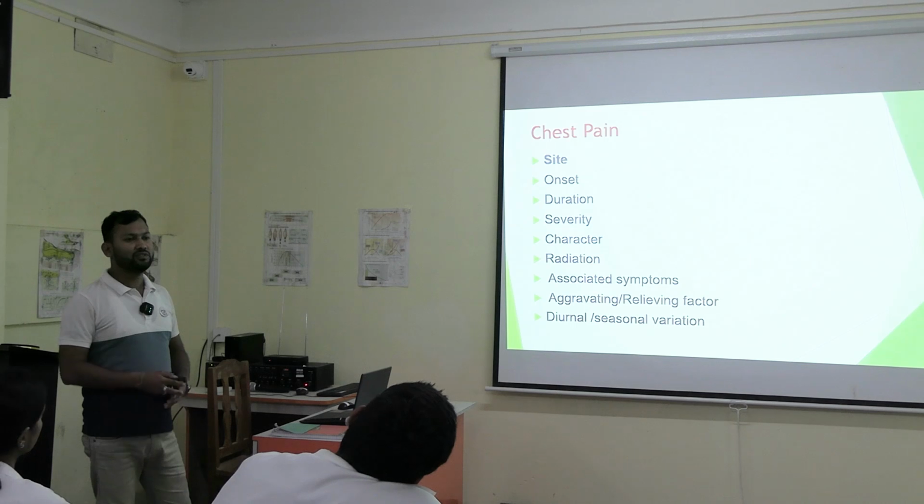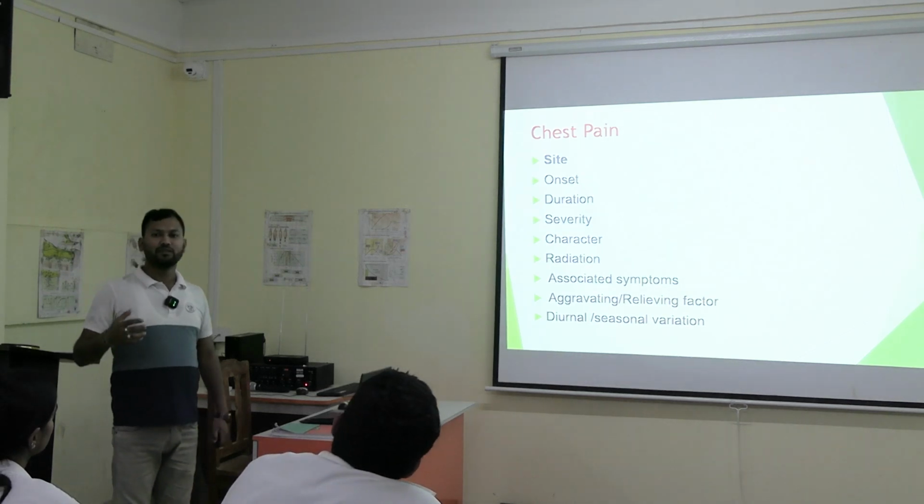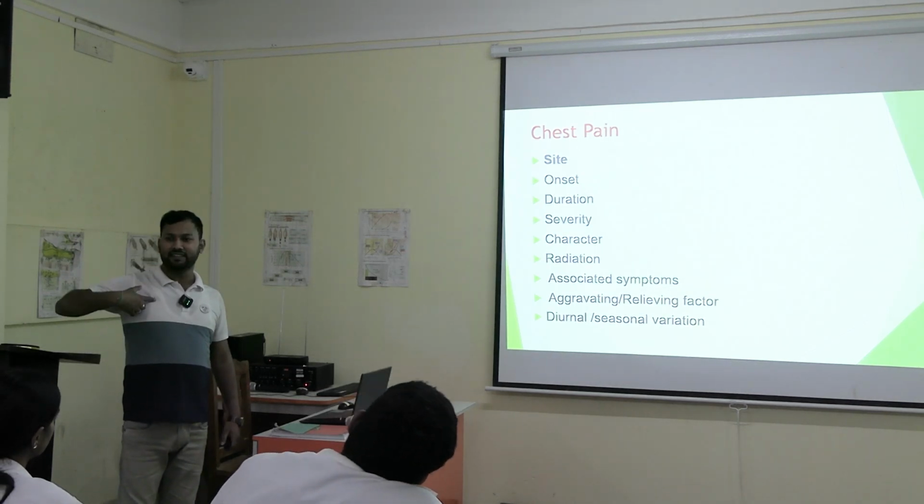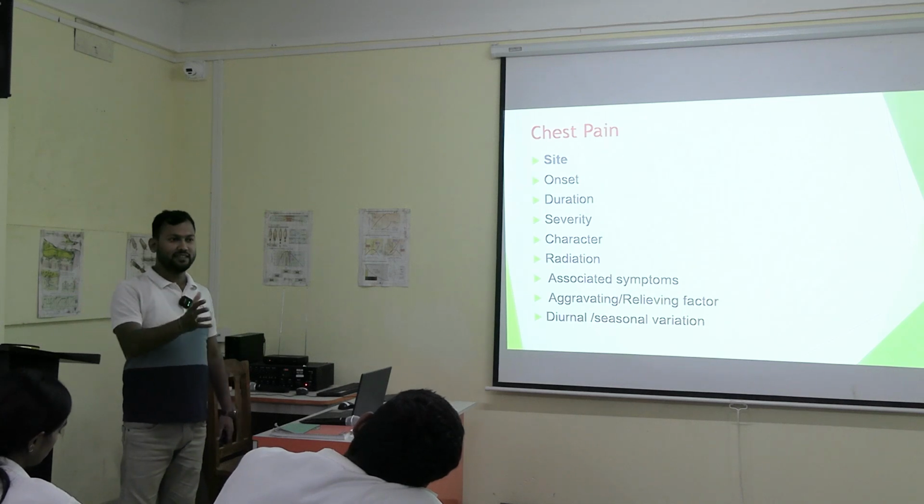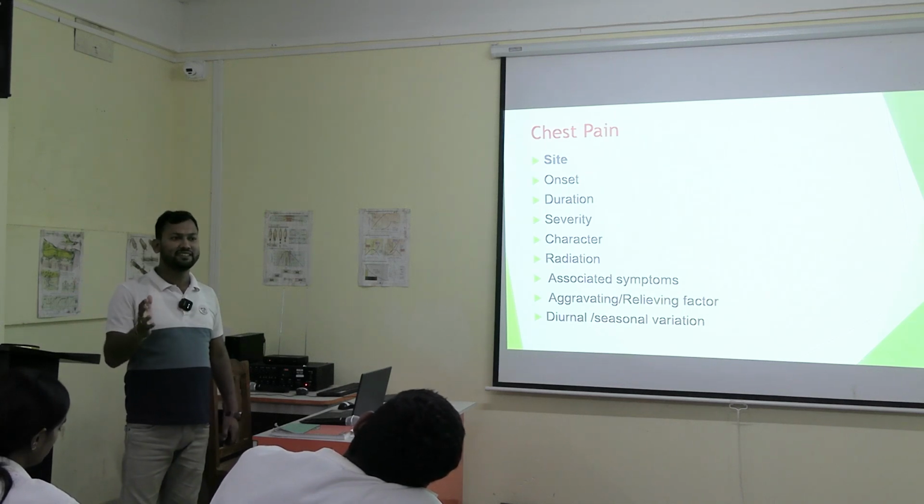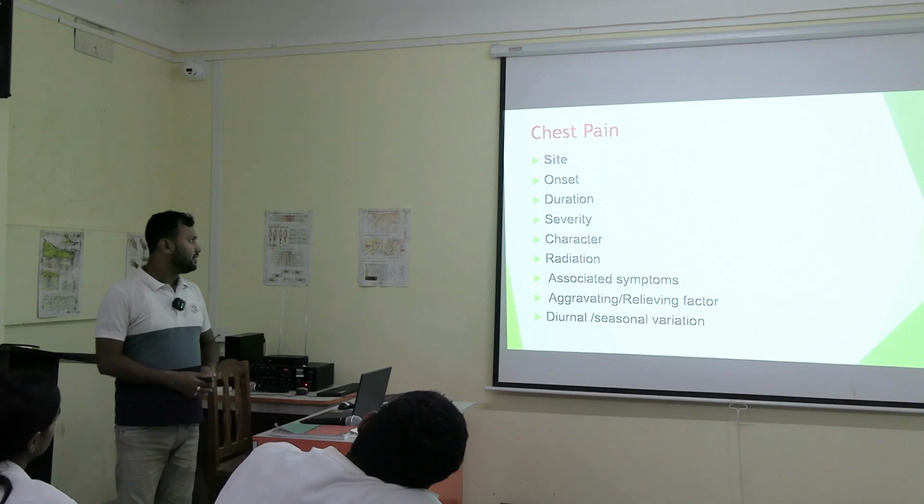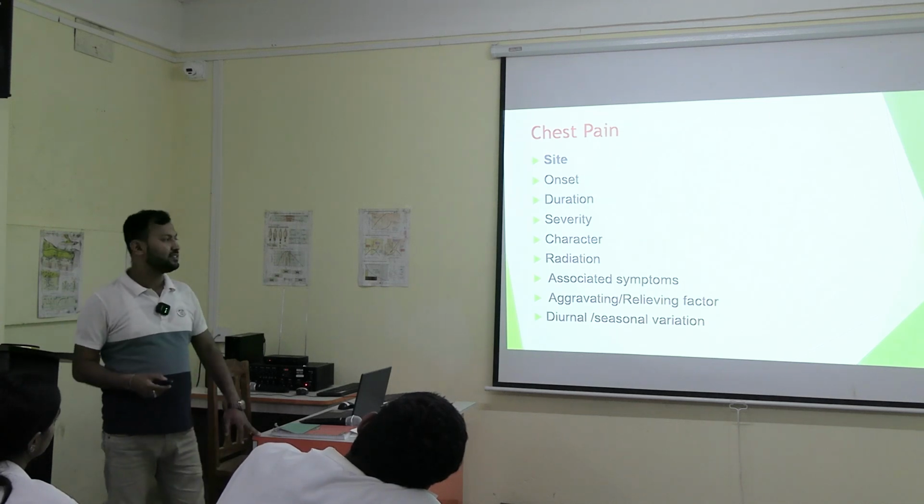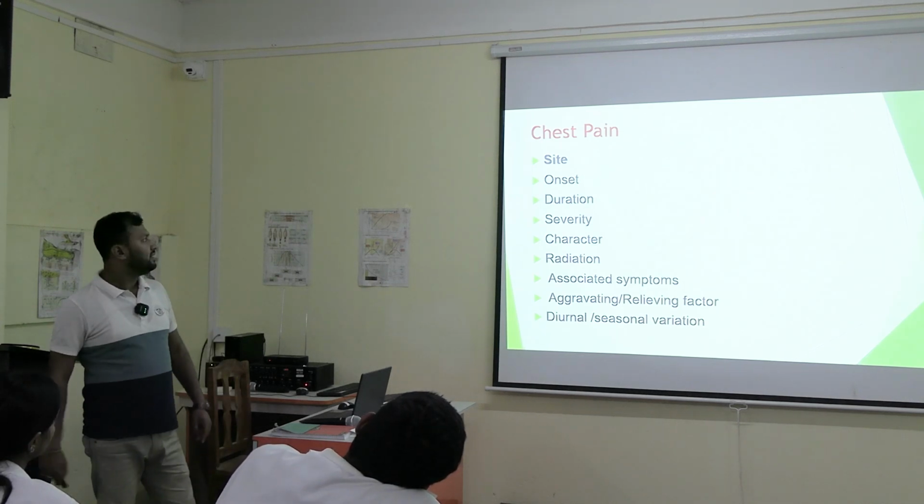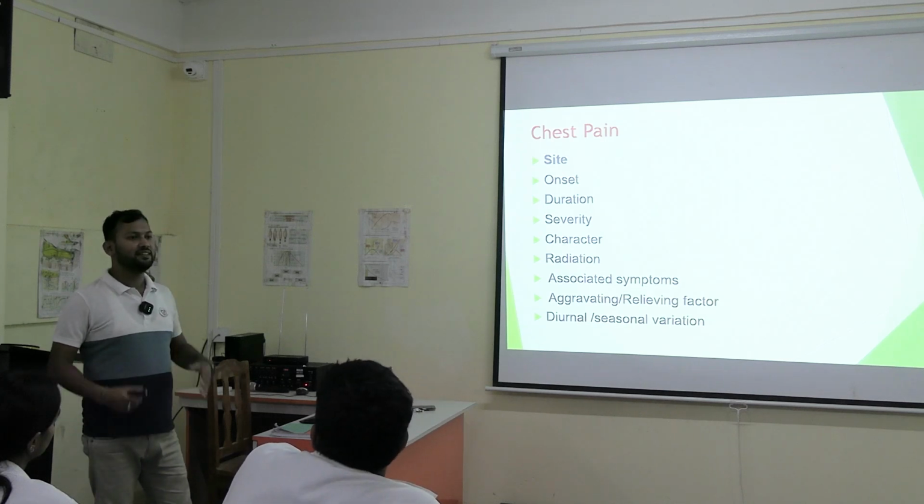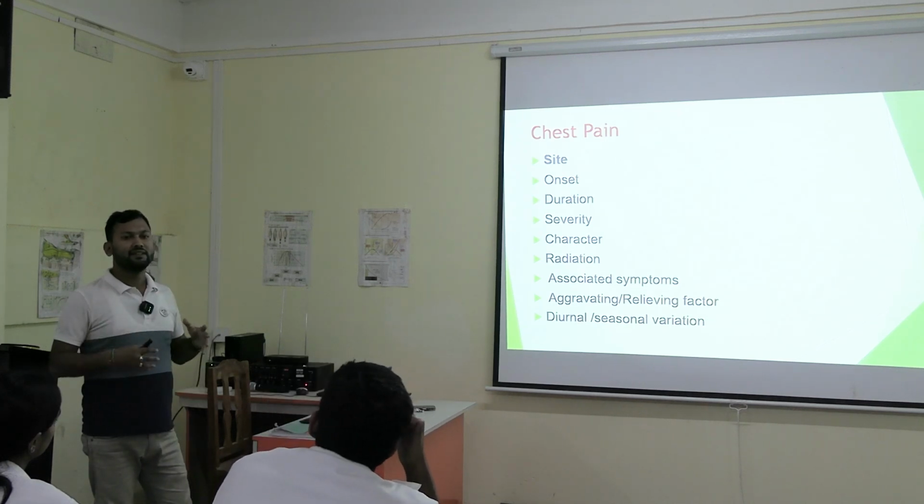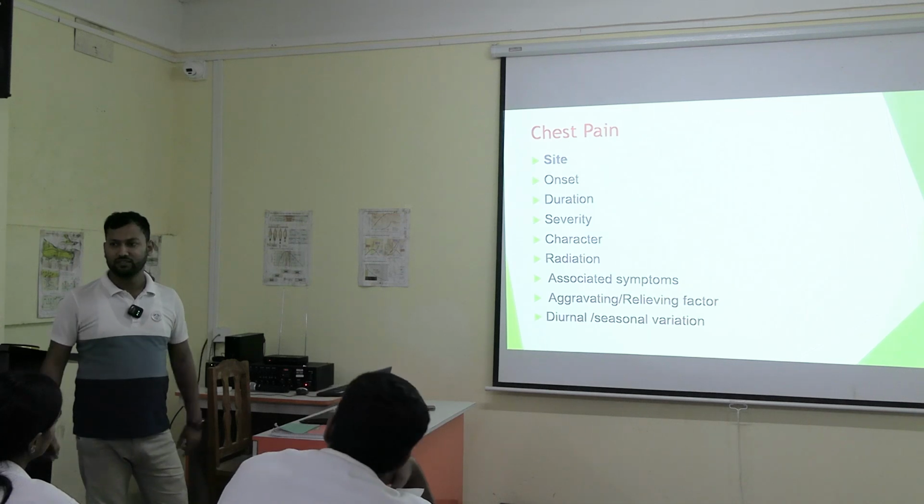First, you will ask about the site of the pain. If the patient localizes that I am having pain in this direction or here or there, then you can localize. Then you can search for any abnormality, any malignancy or anything else, any localized swelling or something like that. Or if there is no specific site, all over the chest, feeling the pain, then you can think of any cardiac condition also.